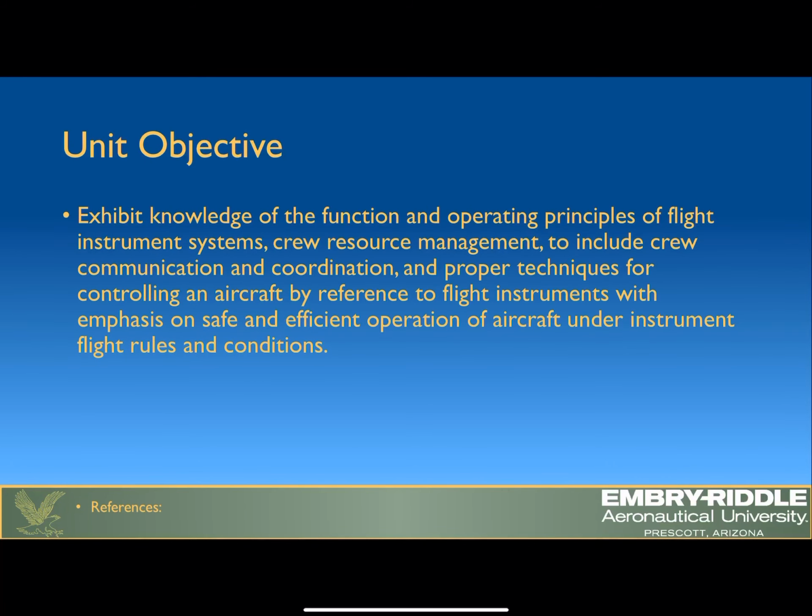So our objective, this unit objective, is to exhibit knowledge of the function and operating principles of flight instrument systems, crew resource management, to include crew communication and coordination, and proper techniques for controlling an aircraft by reference to flight instruments, with emphasis on safe and efficient operations of aircraft under instrument flight rules and conditions. So, broad overview, how do we operate as instrument pilots? What are the things that we have to be aware about? These are the subjects that we're going to be talking about in Unit 2.